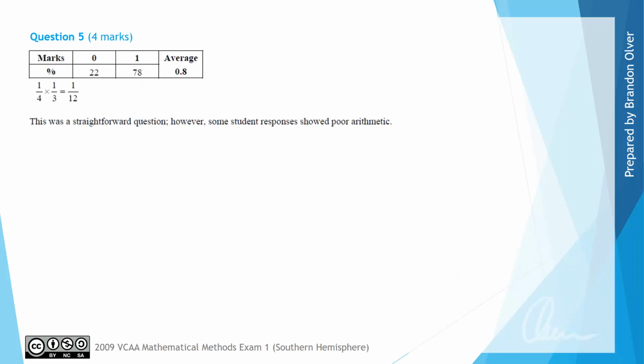So from the examiner's report, nearly 80% of students got full marks for this question, and those that didn't get it correct often showed poor arithmetic in completing the question. So that is, they probably weren't very good at multiplying out these fractions.